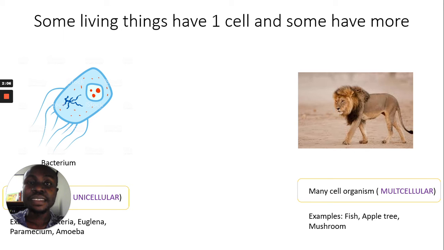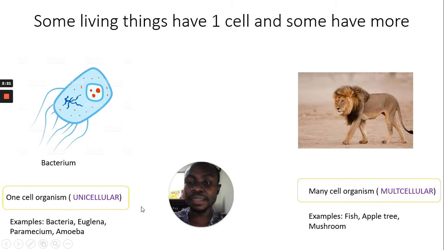Now, some living things are made up of only one cell, like a bacterium, amoeba, euglena. These are one-cell organisms. And in biology, we call one-cell organisms unicellular. Uni means one. Now, some living things like this lion on the screen are made up of many, many cells, so they are called multicellular. Examples: fish, mushroom, and many more.